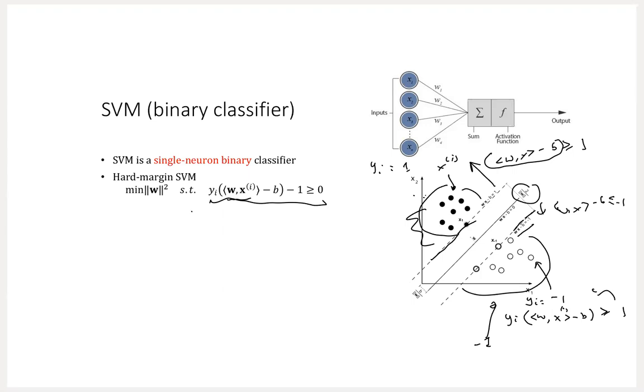We want to maximize this gap, as we said, maximize 2 over ||W|| subject to this constraint here. This is not just one constraint, but multiple constraints, right? For each of these training data points, we should have this satisfied. So maximizing this is equal to minimizing this, so I can just minimize this instead.